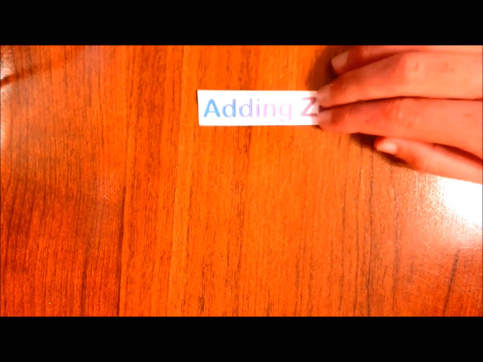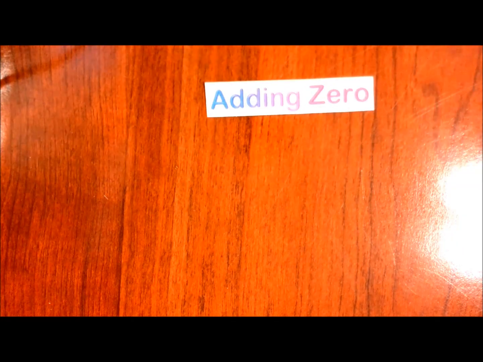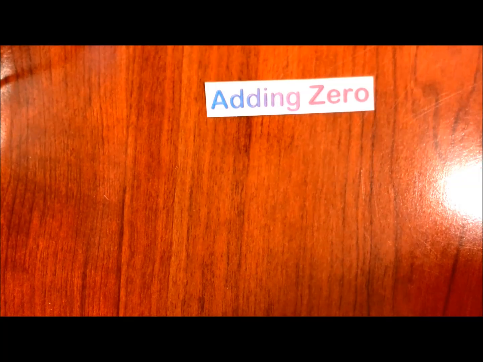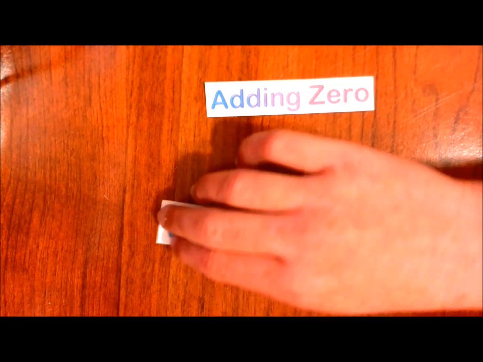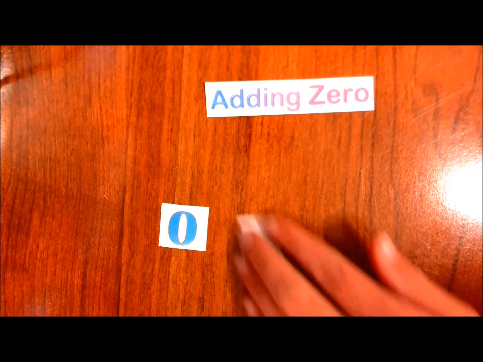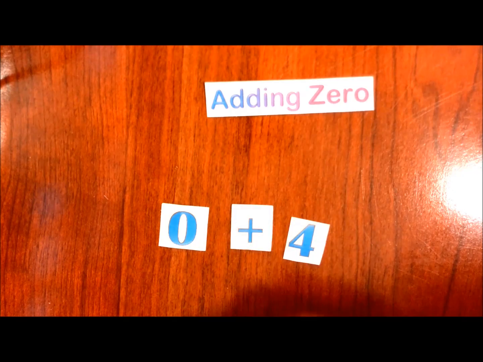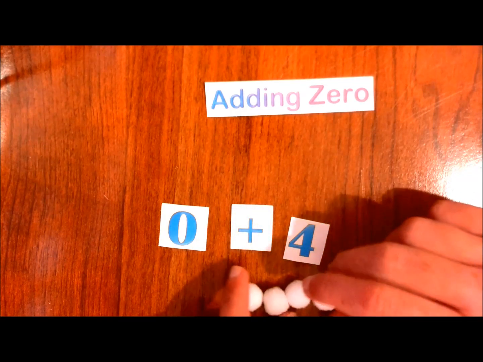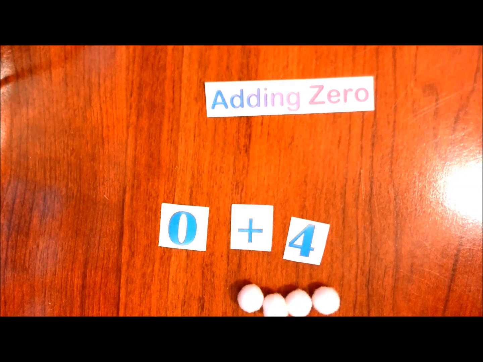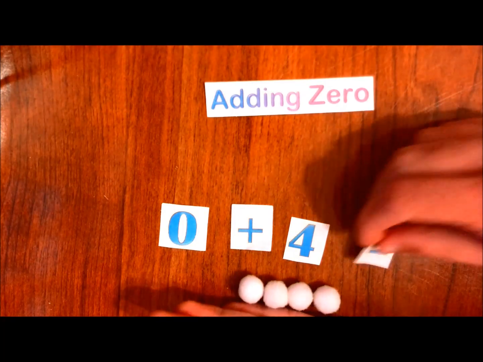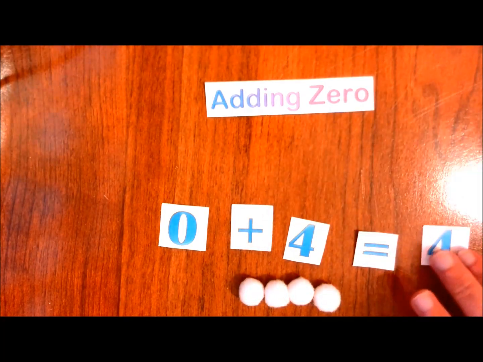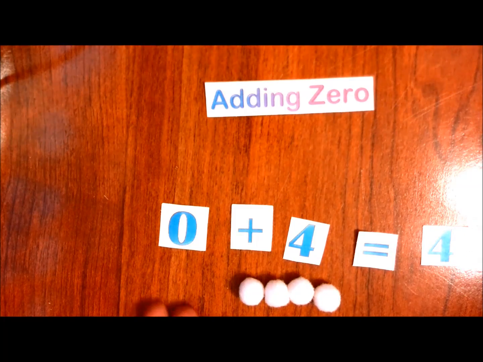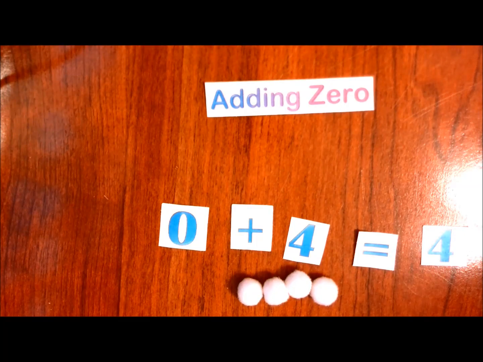Let's now discuss adding 0, whenever you add a number to 0 or 0 to another number. Let's have our example as 0, so there's no pom-poms, plus 4, and there's 4 pom-poms here. We see that the total number of pom-poms is 4, because nothing plus 4 is 4.